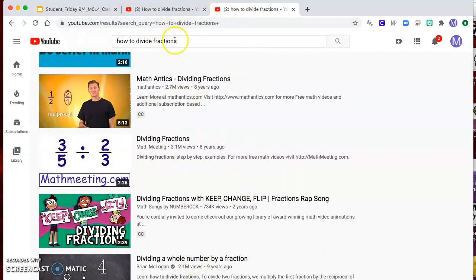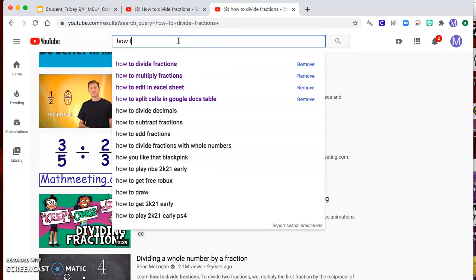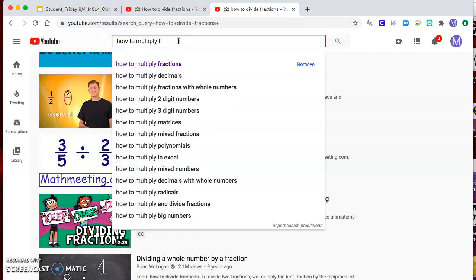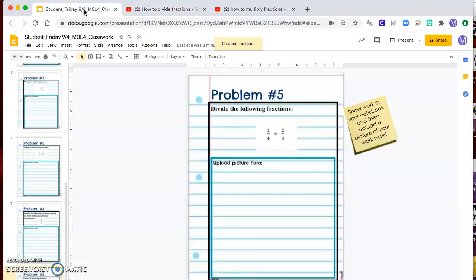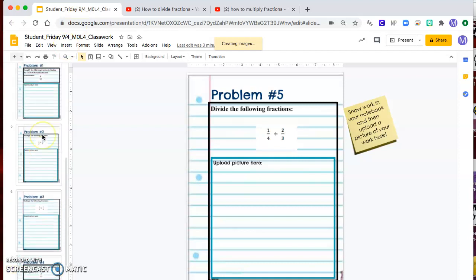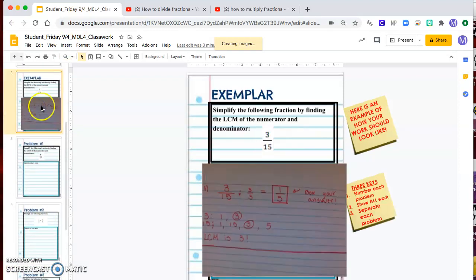Okay, so you have that. If you don't remember how to multiply fractions, you could look up how to multiply fractions here, and there will be videos that show you. Okay, but again, do not stress. This is only to see if you know how to literally show your work on a piece of paper and then upload it. So do not stress.